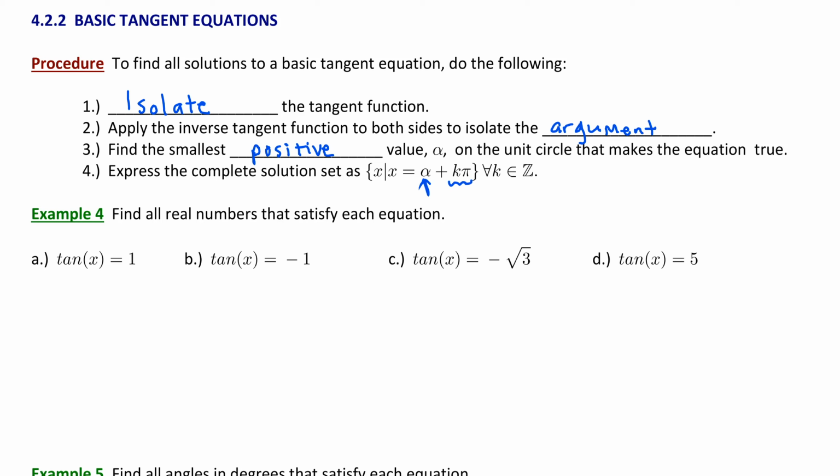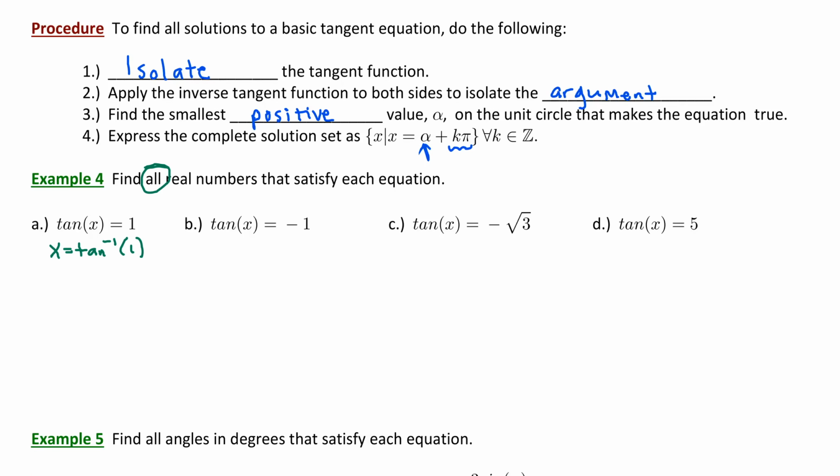In example 4, we want to find all solutions that satisfy the equation. So the first example is tangent of x equals 1. Notice tangent of x is isolated, and I'm going to solve for the argument by applying inverse tangent to both sides. So we need to evaluate inverse tangent of 1. That is, we need to find every angle on the unit circle with a tangent value of 1. Recall that tangent is evaluated as the y-coordinate divided by the x-coordinate. Hopefully you are already recognizing that tangent of pi over 4 equals 1.